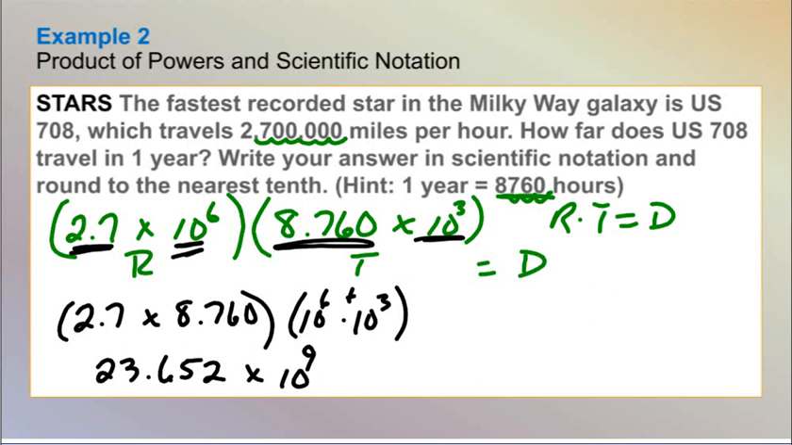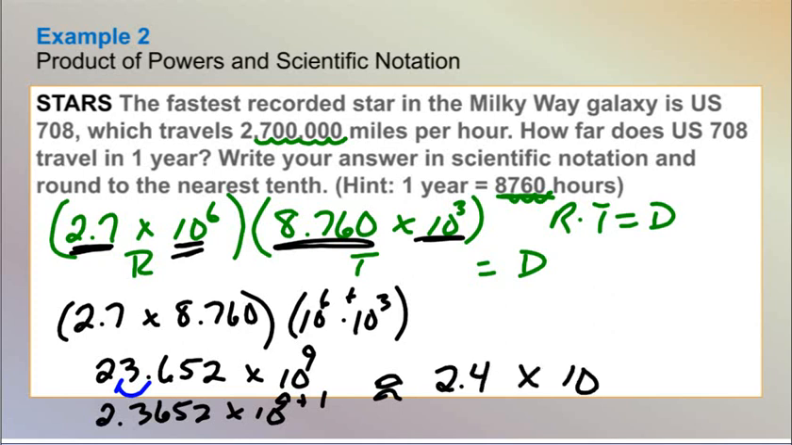Our answer still needs to be in scientific notation. So this is not in scientific notation, so I move the decimal one place to the left, and that's 2.3652 times 10 to the 9th. But since we moved the decimal place, I have to show that by adding one to the exponent here. Now we can round our answer to the nearest tenth, which would be 2.4 times 10 to the 10th.